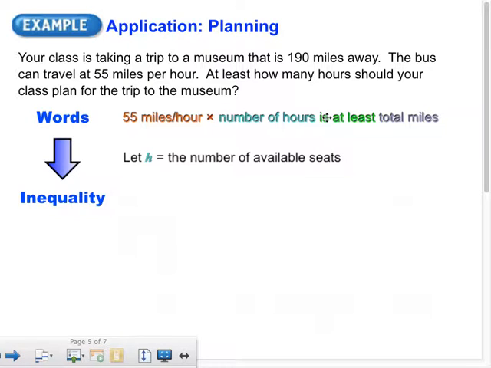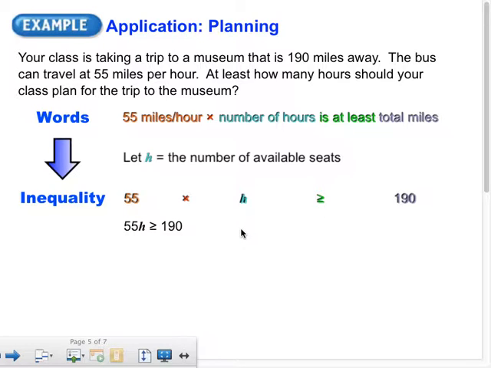Actually, at least means it can be more. If I say I have at least $5, can I have $6? Think about that. I have at least $5. Can I have more than $5 if I can have at least? So think about that. At least is going to be greater than or equal to. You guys understand? Okay. So now here's my inequality.